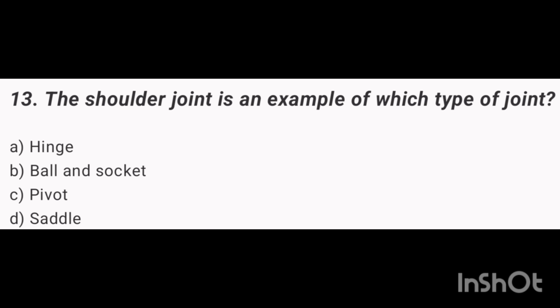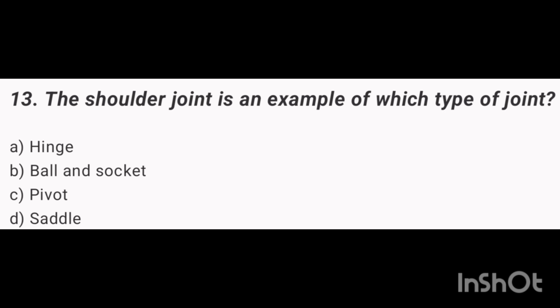Okay, next question, the shoulder joint is an example of which type of joint? Shoulder joint అనేది ఏ type of joint example అని అడుగుతున్నారు. సో ఇక్కడ ఆప్షన్స్ hinge joint, ball and socket joint, pivot joint and saddle joint అని ఇస్తున్నారు. సో hinge jointకి ఎగ్జాంపుల్ ఏది వస్తుందంటే హ్యాండ్, అంటే కిందిది. ఓకే, హ్యూమరస్ అండ్ ద రేడియస్ జాయింట్, ఎల్బో జాయింట్ వస్తుంది.